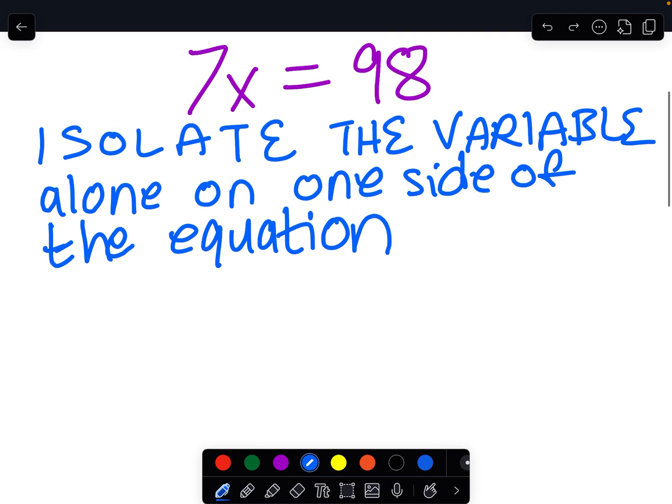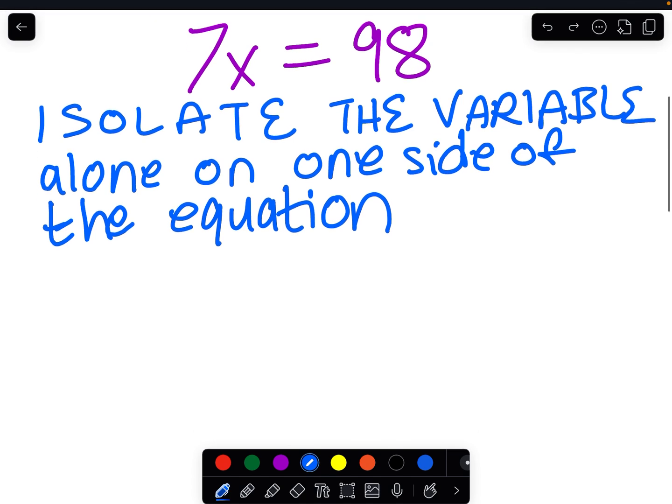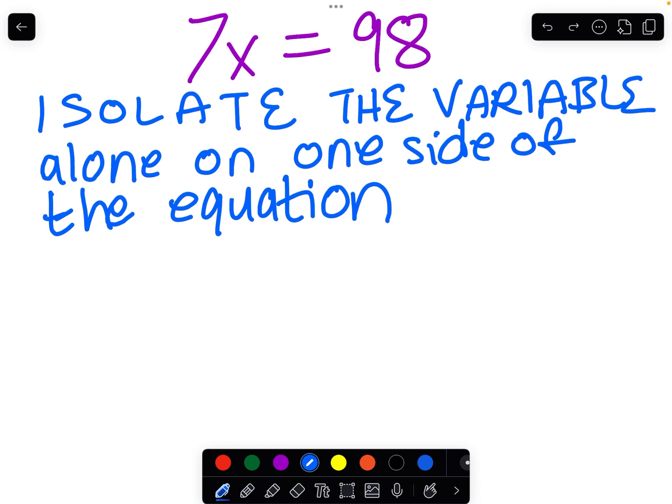So back to the equation, we've got 7x equals 98. Our goal is to isolate the variable, which means we want to make it all by itself, all alone on one side of the equal sign. And so we start by applying the inverse operation to multiplication.